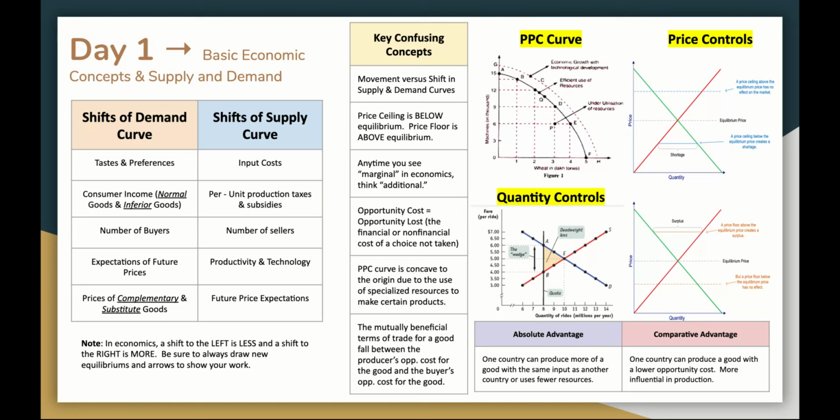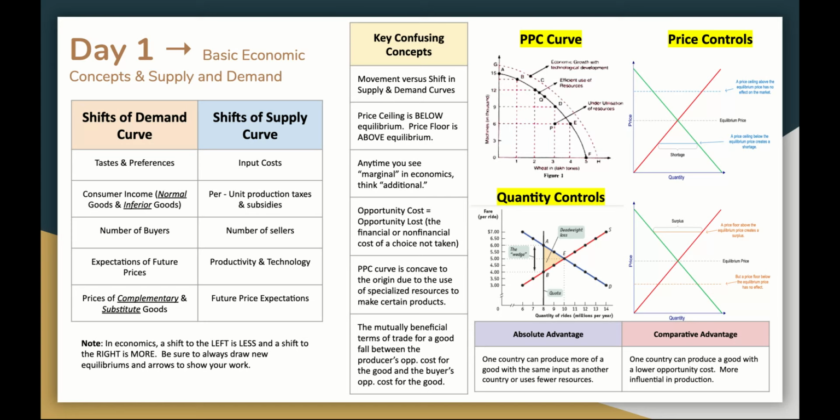We don't always have an absolute advantage. Absolute advantage is when one country can produce more of a good with the same input as another, using the same or fewer resources. That doesn't always happen. They may ask you about it. In a few moments, we'll take a look at a review question with that. A comparative advantage sometimes occurs when a country can produce more of a good with a lower opportunity cost, and they might be more influential in that production because they have that lower opportunity cost.